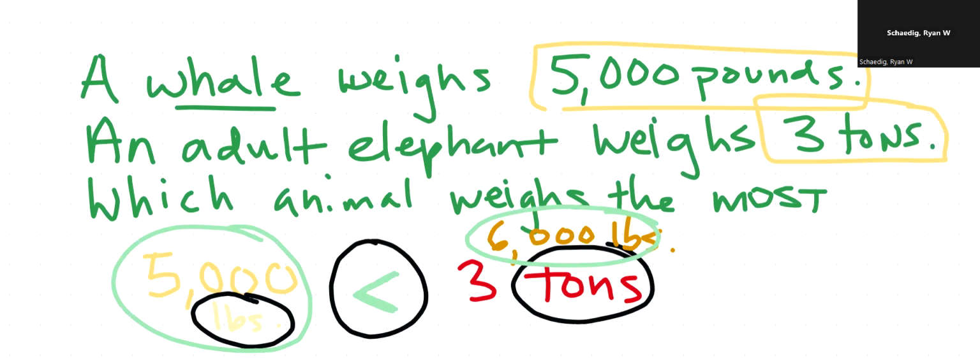So if we were to read that, remember, we read it left to right. We're not saying 3 tons is greater than 5,000. This sentence here says 5,000 pounds is less than 3 tons. And that's it. We did it. We're done.